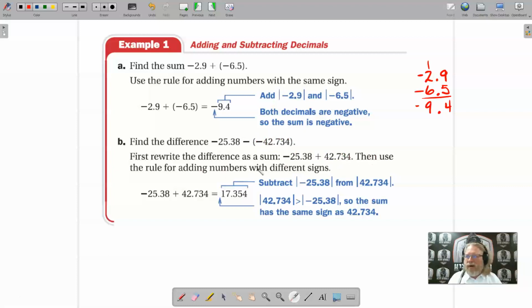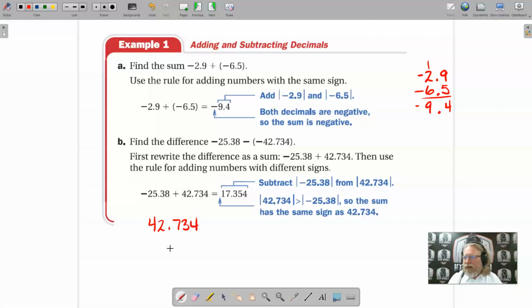Then use the rule for adding numbers with different signs. Well, if they have different signs, then we're going to subtract the one that has the lower absolute value from the one that has the greater absolute value. And in this case, 25 and 42, we can kind of look at the whole numbers, the integer portion of it, the part preceding the decimal, to find out which one has the greatest absolute value. And that is going to be the 42.734.